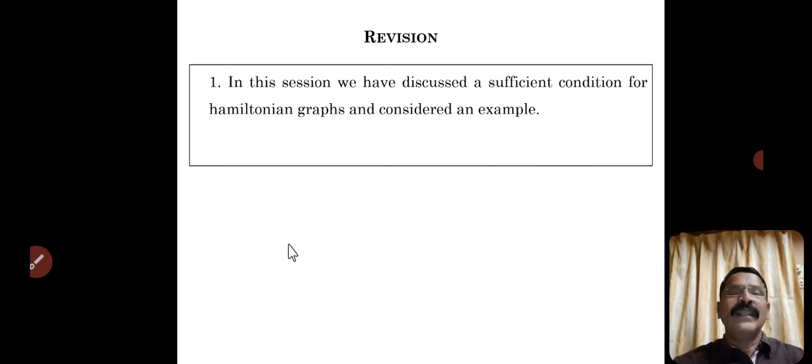So in this session, we have discussed a sufficient condition for Hamiltonian graphs, and we have considered one simple example in this.